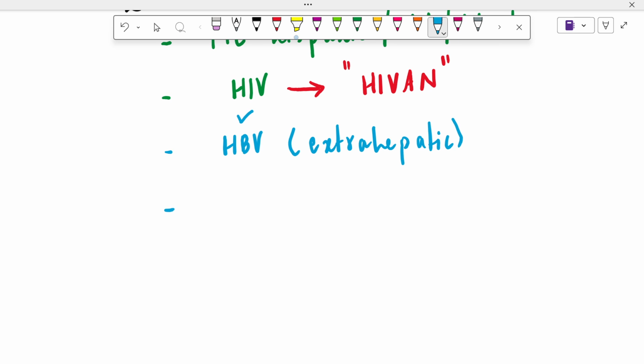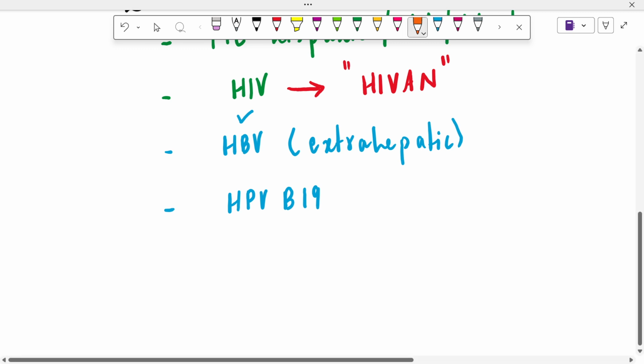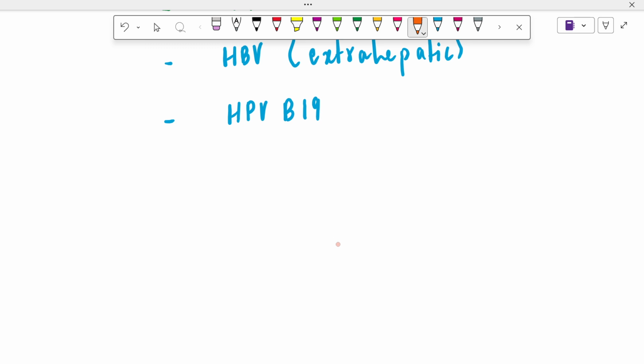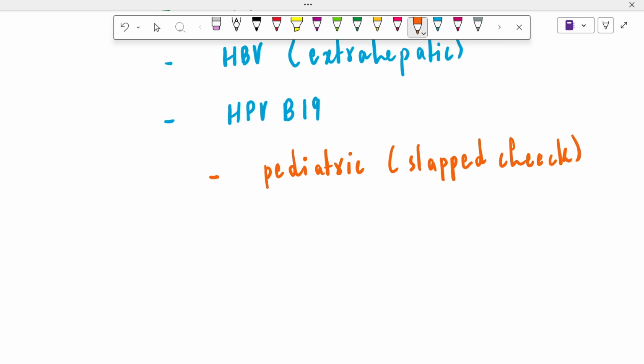The next virus is human parvovirus B19. Okay, it can also be included in the secondary causes that lead to FSGS. I will talk a few sentences about human parvovirus B19 because it is also found to cause pediatric infections. In pediatrics, there is a very classic slapped cheek appearance. Slapped cheek appearance in children is associated with human parvovirus.